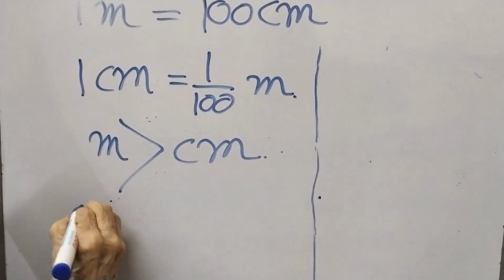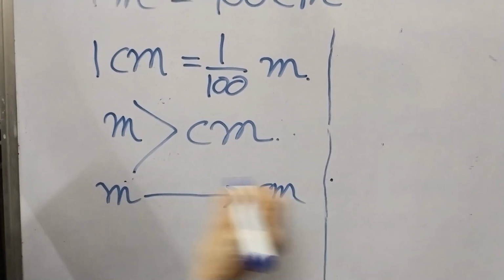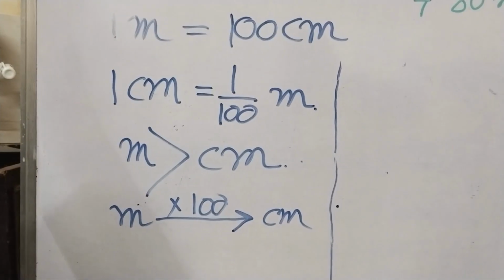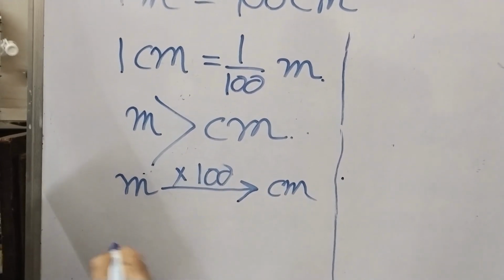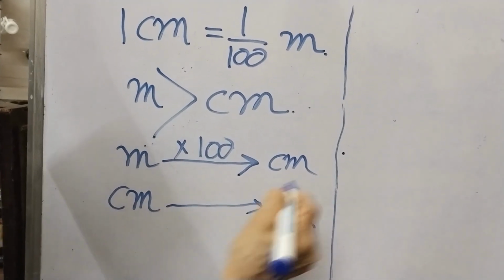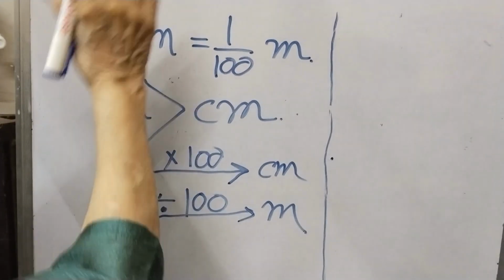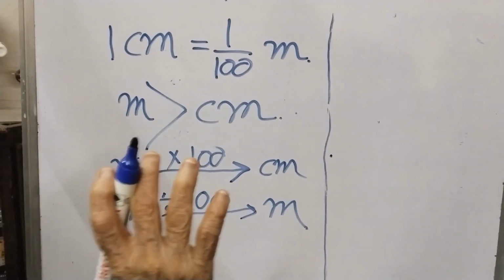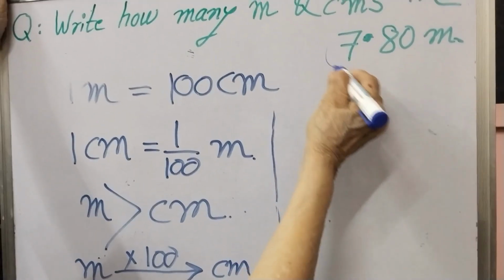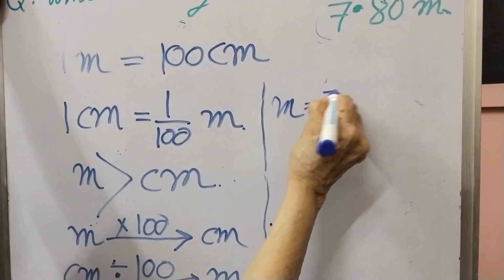Now, from a bigger unit, if we want to go to a smaller unit like centimeters, we will have to multiply by 100, because the relation here is of 100. And from a smaller unit, centimeters, if we convert to meters, then of course we will have to divide by 100. So this is just like the rupees and paisa question. Now we start. In 7.80, the full meters are 7, so we can write m is equal to 7.